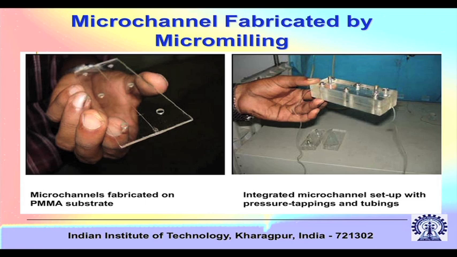Typically this is how it will look: an integrated micro channel setup with pressure tappings and tubings for pressure driven flow. You can see there are two blocks of PMMA. On one block one groove is made by micro milling, on another block another groove is made by micro milling, and they are just screwed together. So the two U-shaped grooves together form a micro channel.